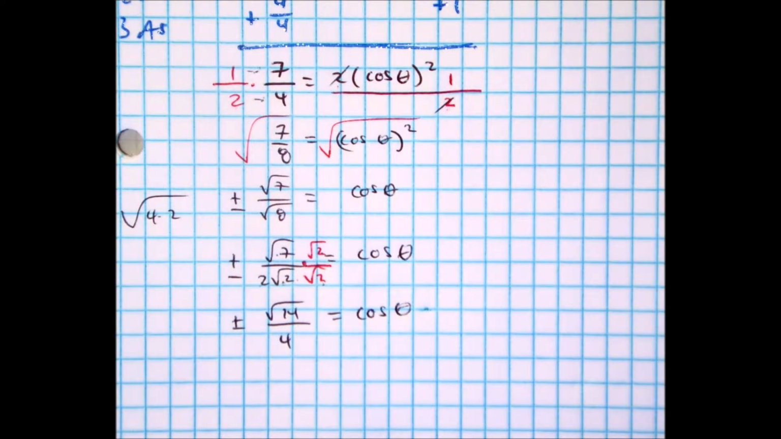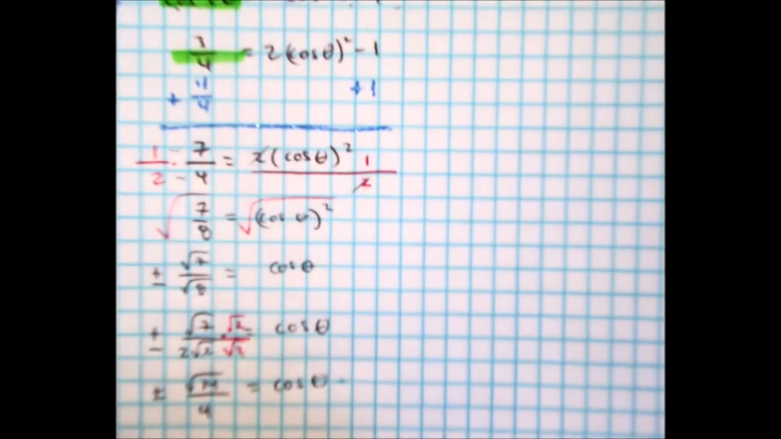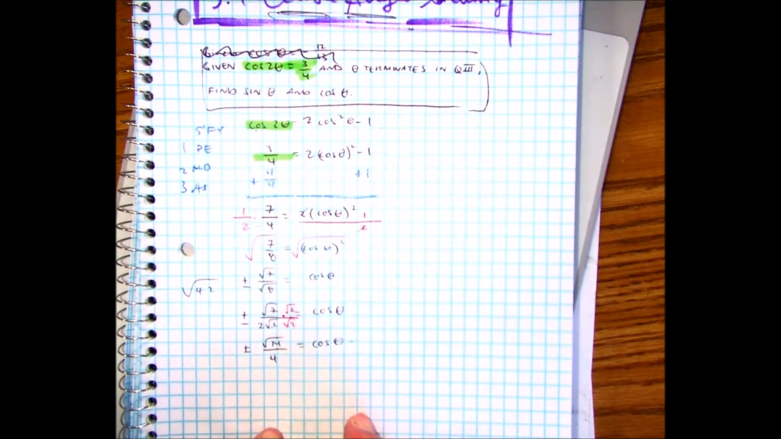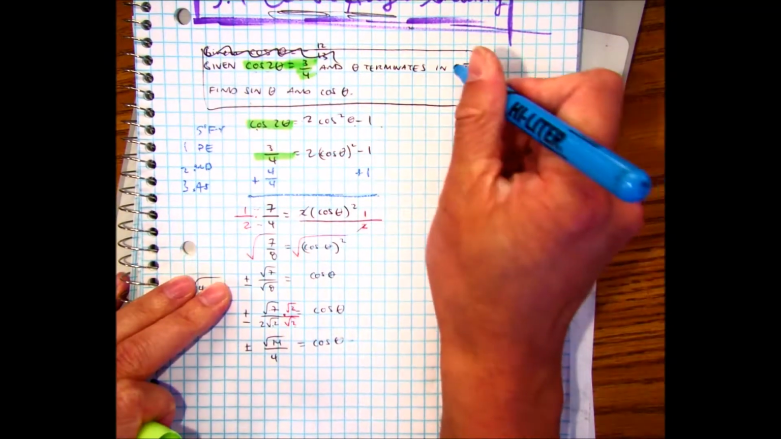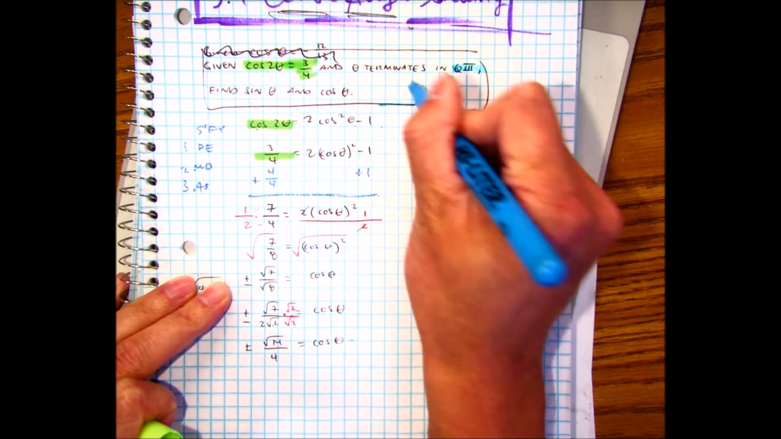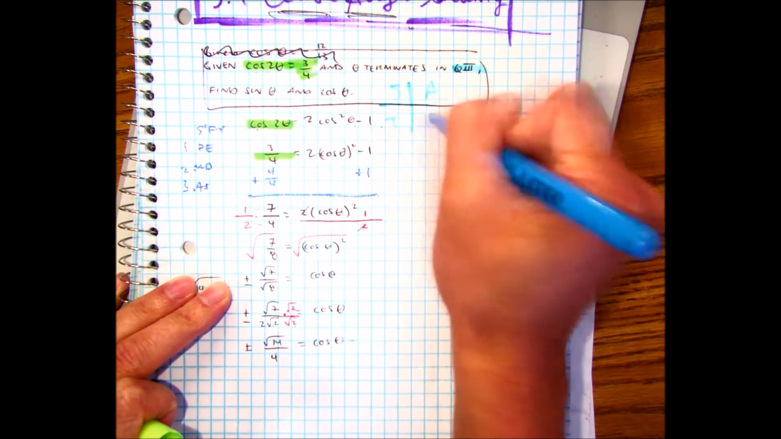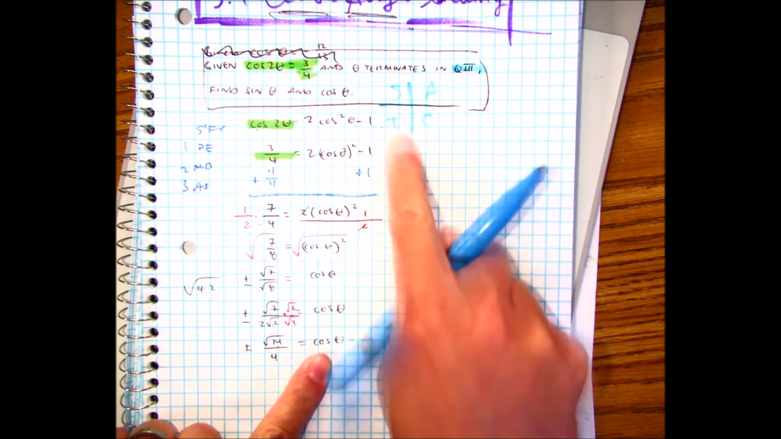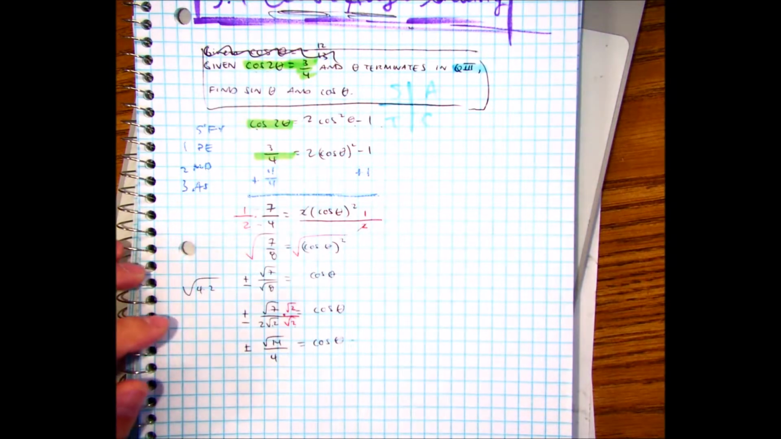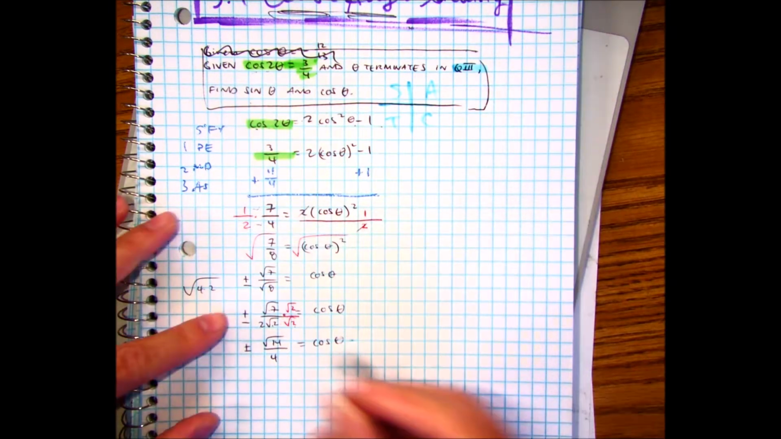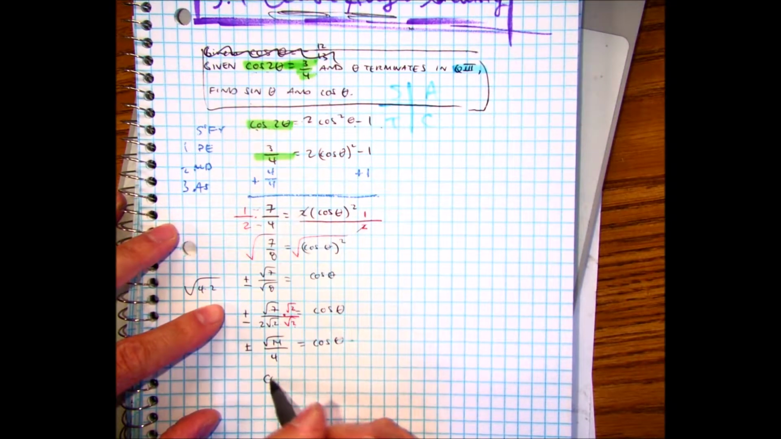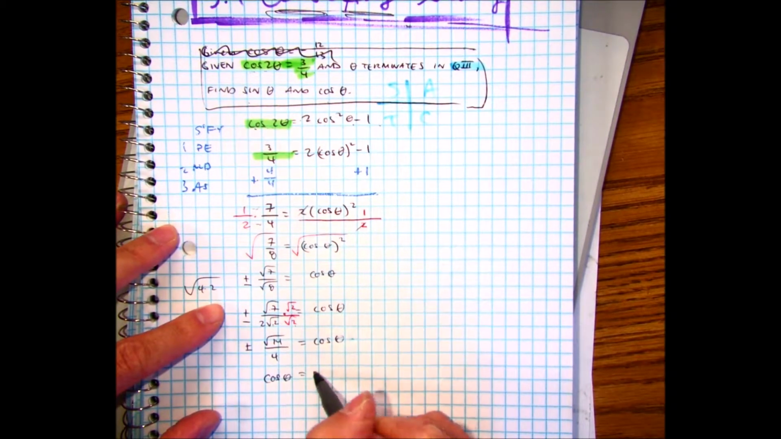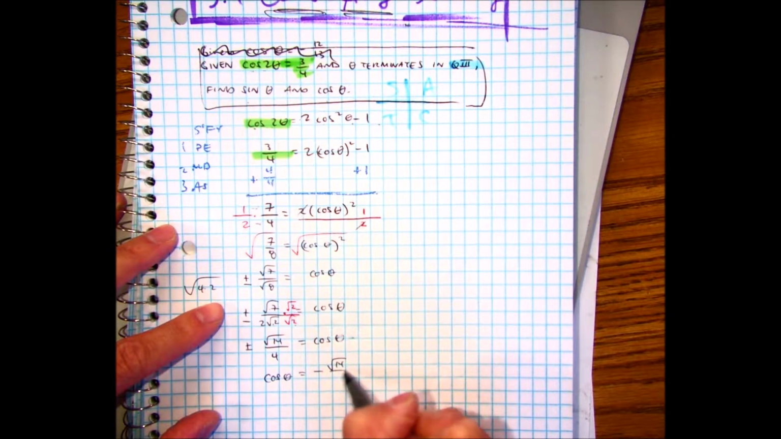I need to pick one, positive or negative. Well, it tells us a hint. What's the hint, class? Theta terminates in quadrant 3. And what do we know about quadrant 3? Negative. Cosine should be negative. So my answer is, I'll just flip sides if that's okay. Cosine of theta equals negative radical 14 over 4.